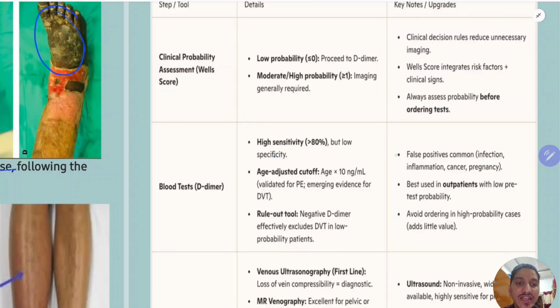So what are the demerits of this? False positives are common. For example, in infection also the D dimer is raised. In inflammation also the D dimer is raised. In cancer, pregnancy, these are all prothrombotic states. Remember what is D dimer? So there will be thrombosis going on.